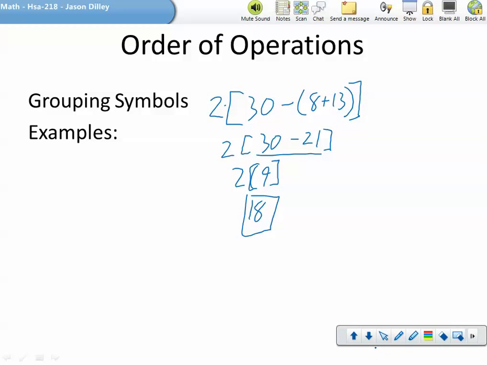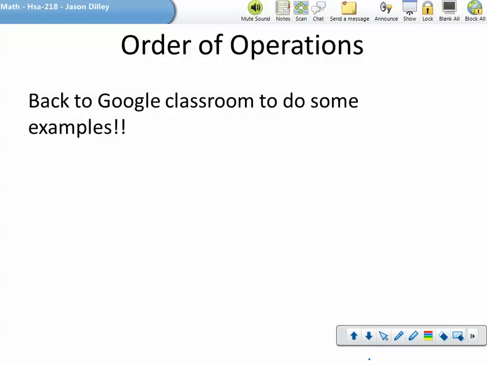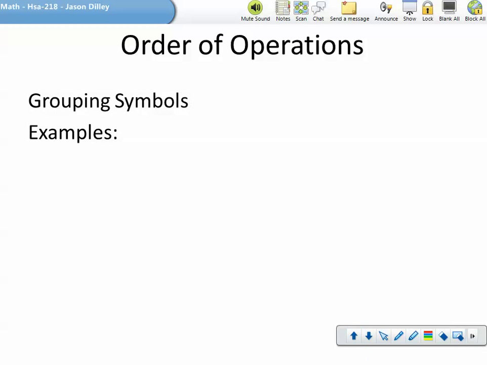All right, and our last problem here. Oh, don't go back to Google Classroom yet. Our last problem here is this: 9x over 3 times (x plus 2) when x equals, let's make it 4. Yeah, let's make it 4.